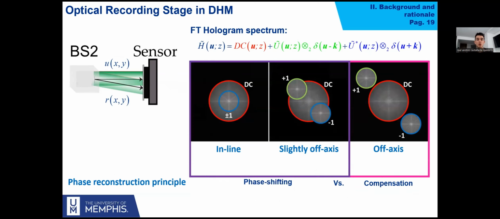So why is this important? This is important because, depending on the architecture used to record the hologram, you can use different algorithms to obtain the numerical reconstruction. For instance, in the in-line and the slightly off-axis architectures, the algorithms are based on the principle of phase shifting. And for off-axis architecture, the algorithms to obtain the numerical reconstruction are based on compensation.